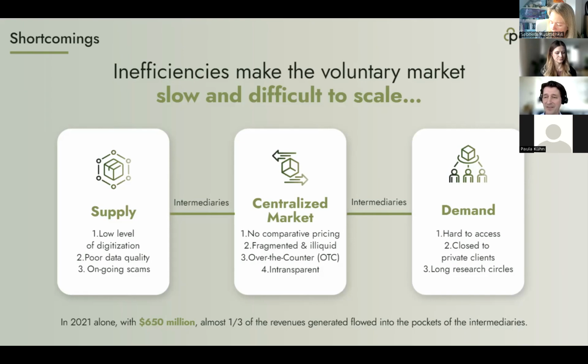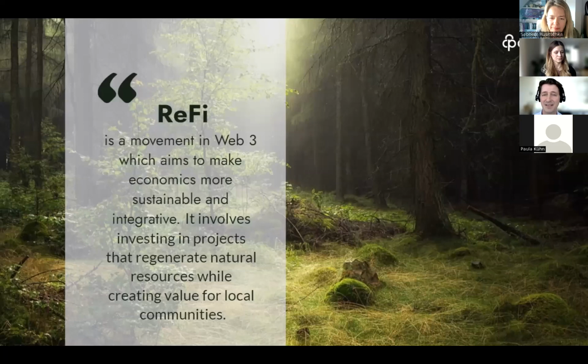And real quick on the demand side, for the longest time, it was closed to private clients and hard to access. This is slowly but surely changing, but still it is not an easily accessible market for retail investors or even corporations. And all of that happens with about a third of the revenue not ending up where it should be ending up. So once again, it's highly inefficient.